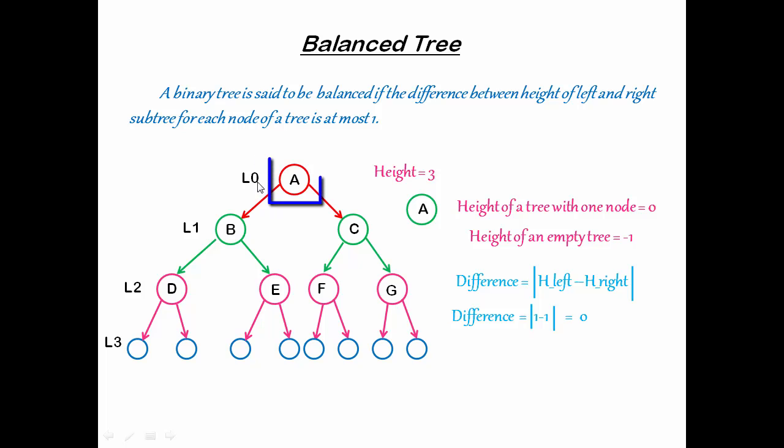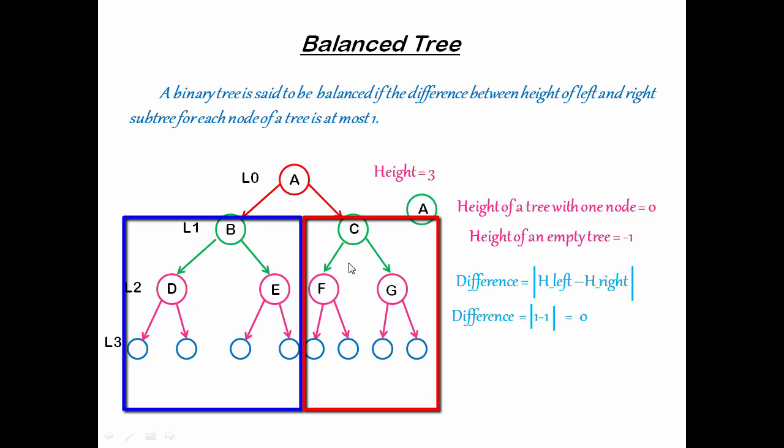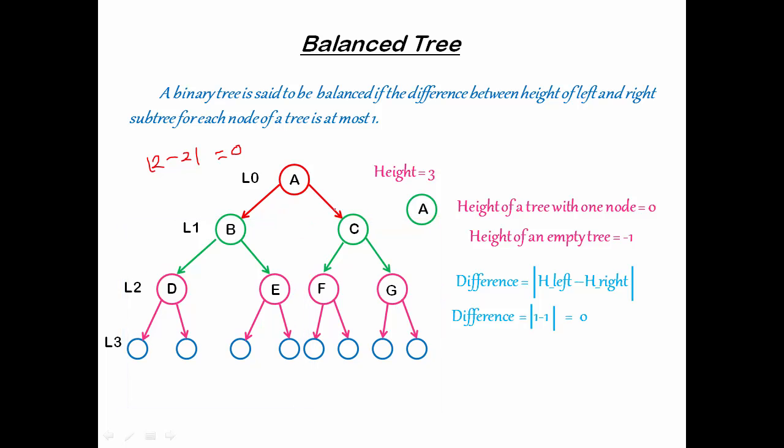Now consider the root node. This is the left subtree and this is the right subtree. Height of left subtree is 2. Height of right subtree is also 2. So we find the absolute value of 2 minus 2, which is equal to 0. For a perfect binary tree, the difference between height of left and right subtree for each node should be 0.